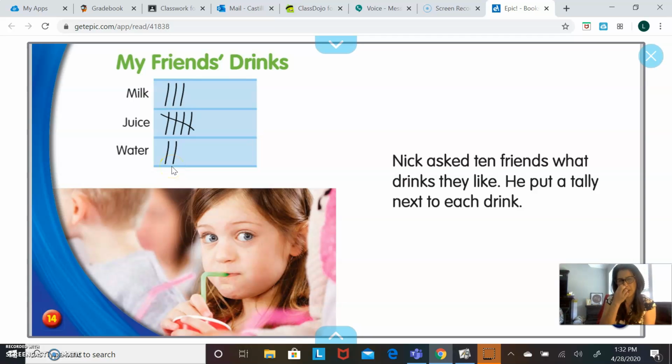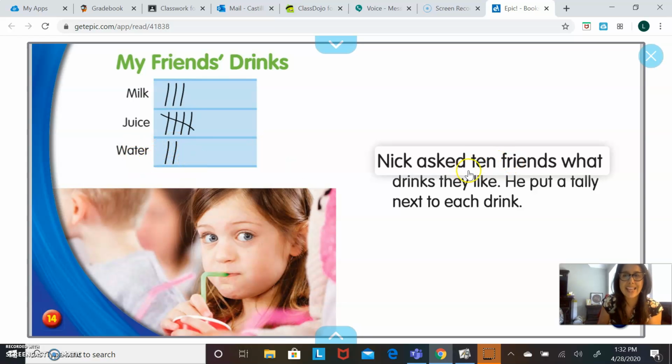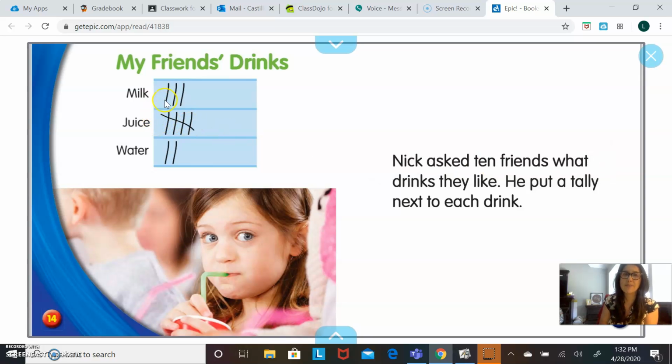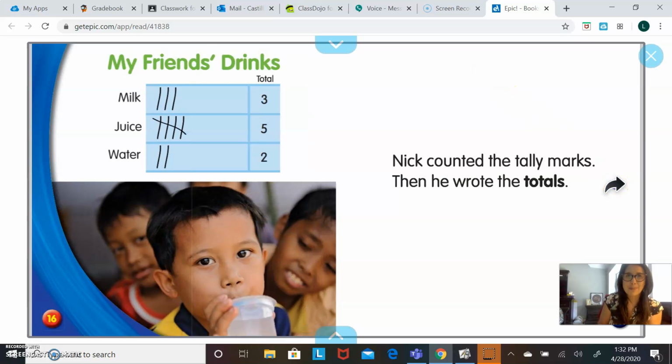So which drink is the least liked? Which one is the least liked? You're right, water, because only 2 out of his 10 friends like water. Which is the most favorite drink? Right, juice, because 5 out of his 10 friends like juice, and then milk is in the middle. So, let's keep going.